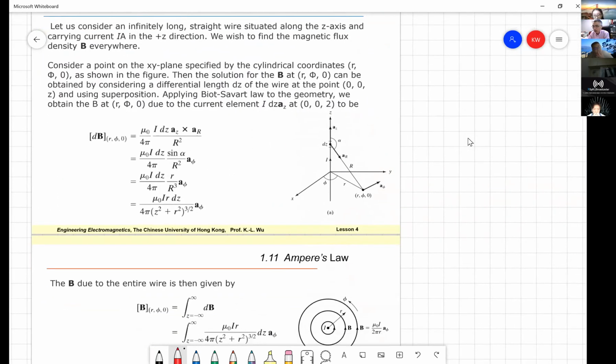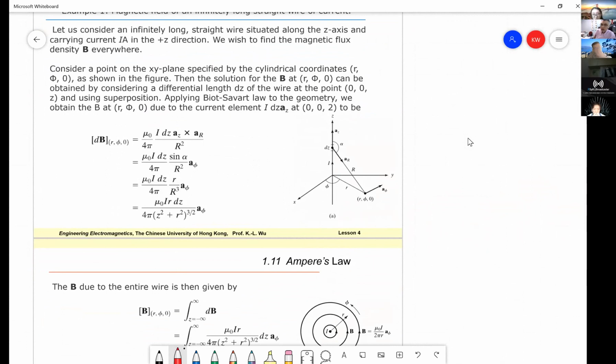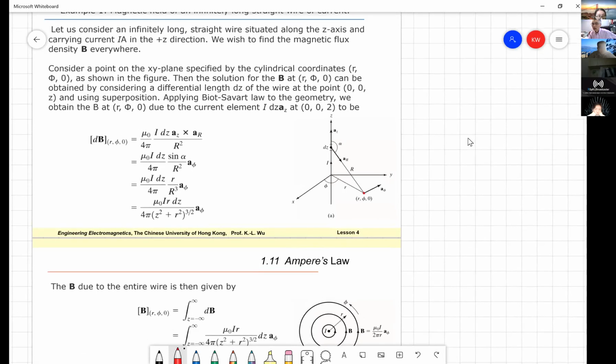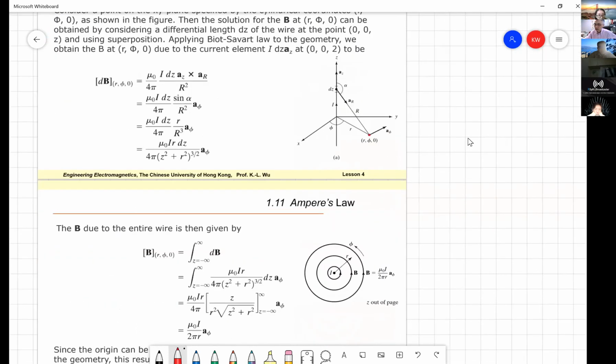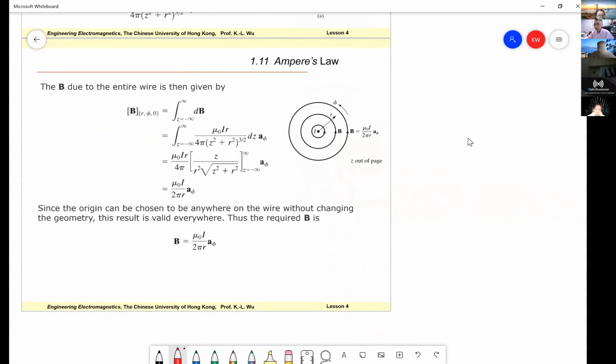Then I leave the last example for you to read. Okay, it's a very easy example. We have an infinitely long conducting wire that I put along the z-axis, and then I would like to find the magnetic field at any point, using Ampere's law, right?